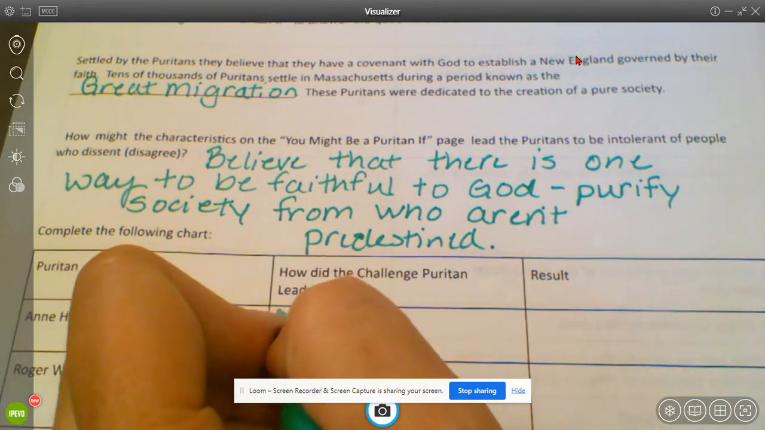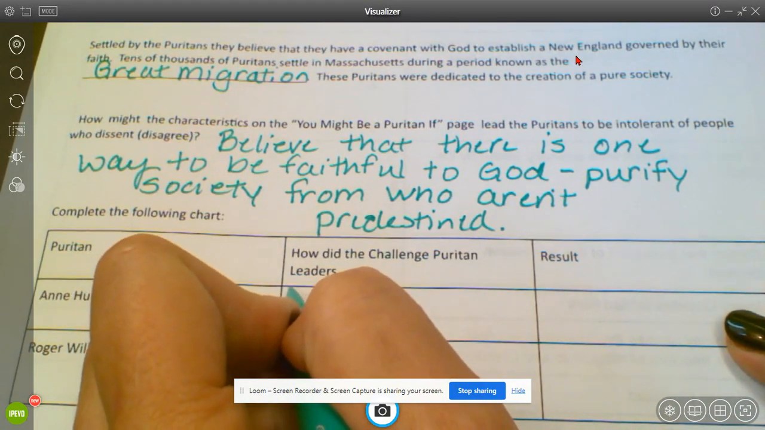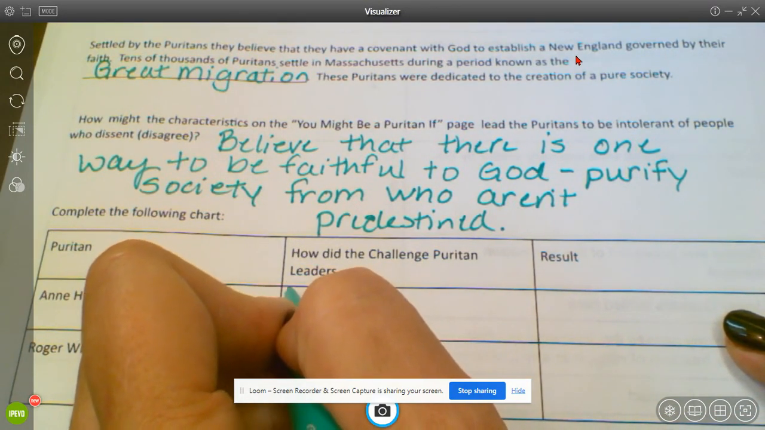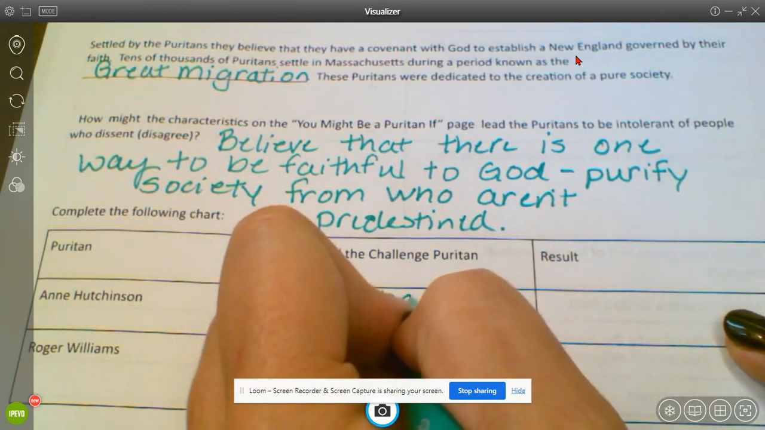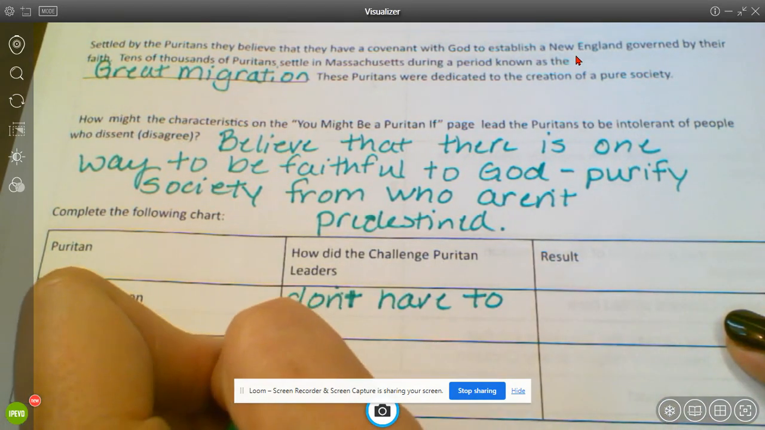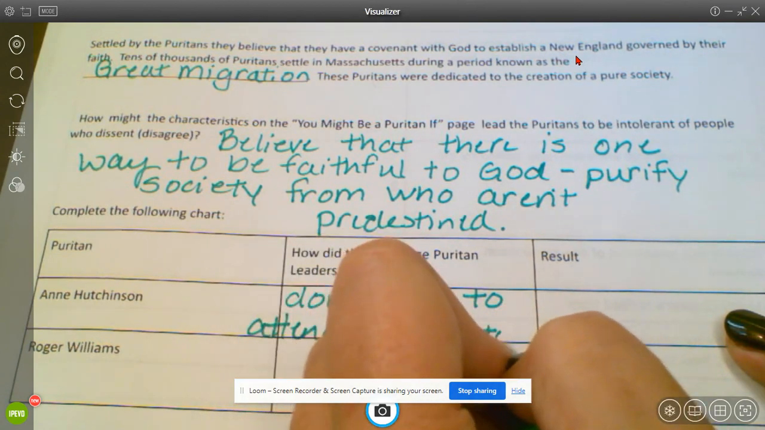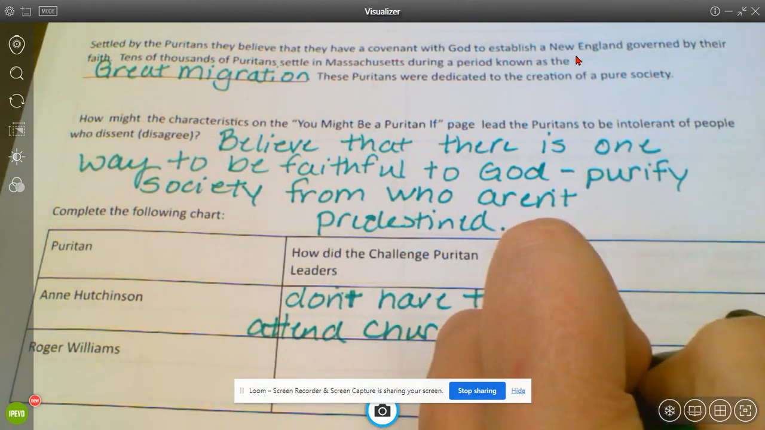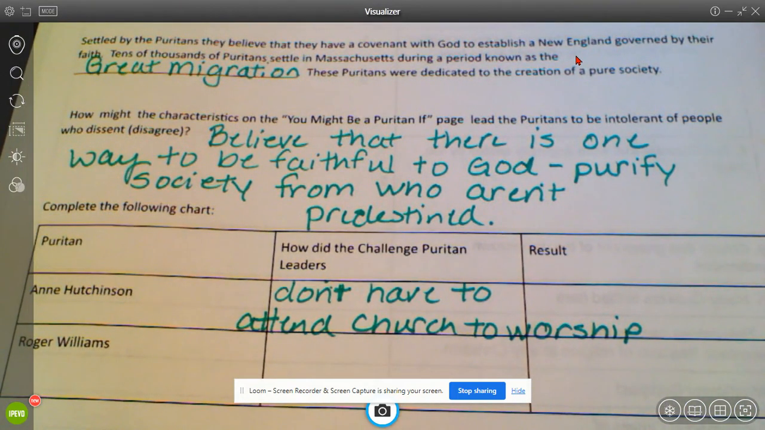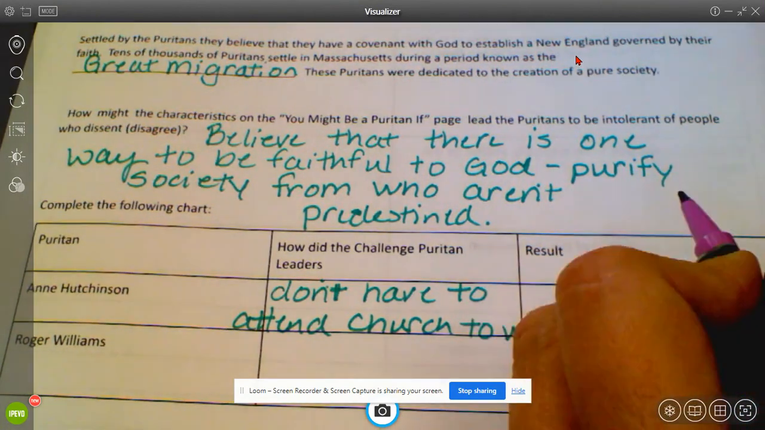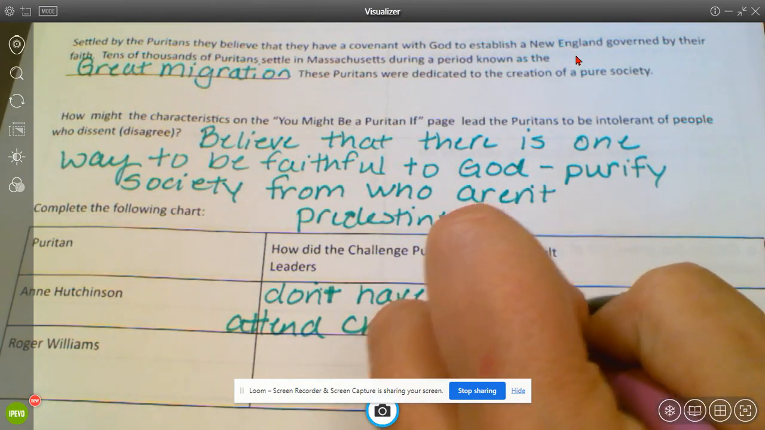Anne Hutchison is a woman, which is her first problem because she's a woman in Puritan society who has ideas. And she starts having discussion meetings that say that you don't have to attend church to worship God. And that's very opposite Puritan belief, right? They believed that everyone had to go to church, right? It was a law you had to attend church. Even if you weren't a member, you had to attend. And so they kick Anne out.